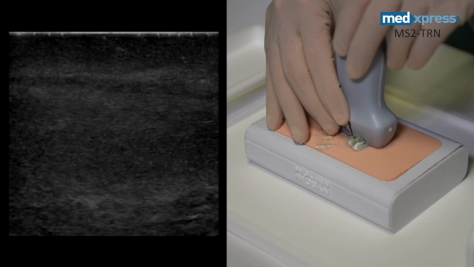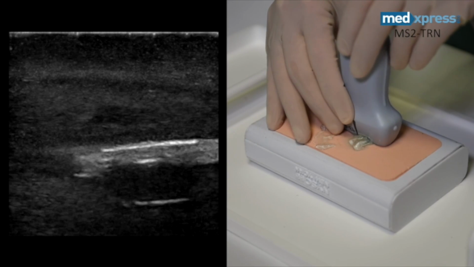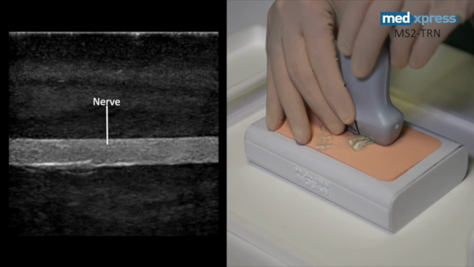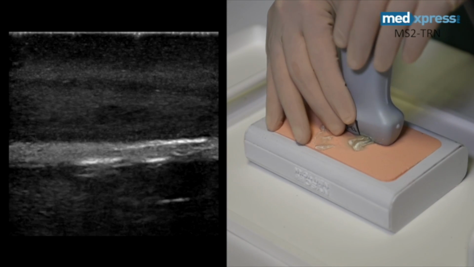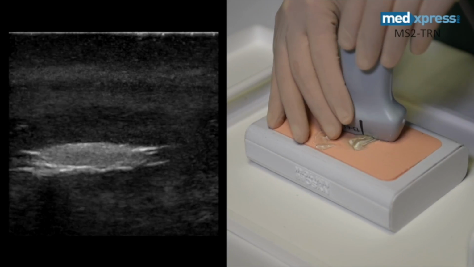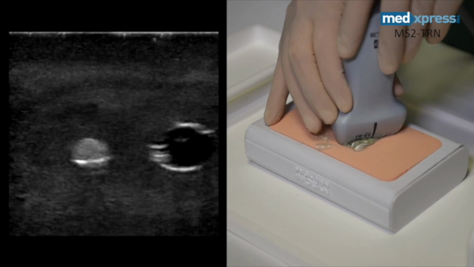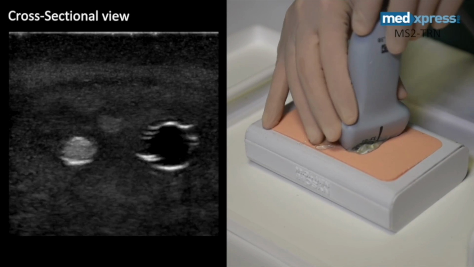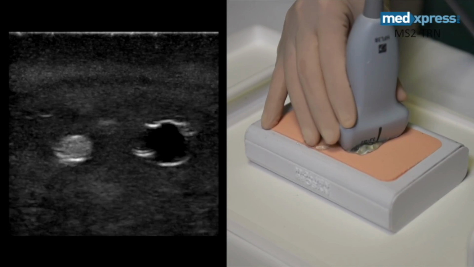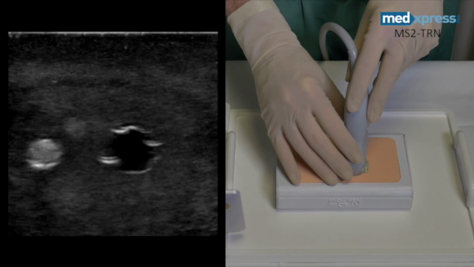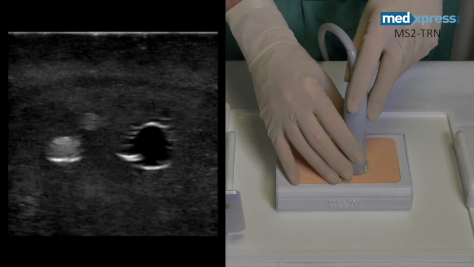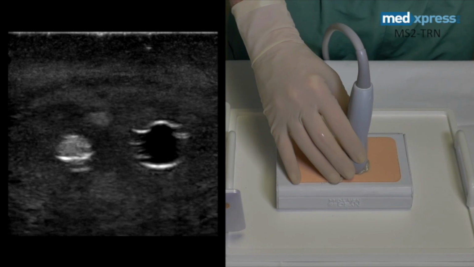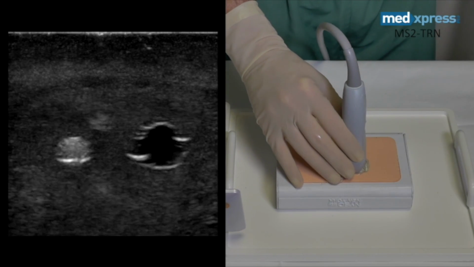Sliding the transducer close to us should get us back to the view of the nerve, which is right there in the longitudinal plane. Rotating the transducer 90 degrees once more returns us to the cross-sectional view. Both structures can now be very clearly seen in a cross-sectional view. Many procedures, such as arterial cannulation, are performed using a cross-sectional view.